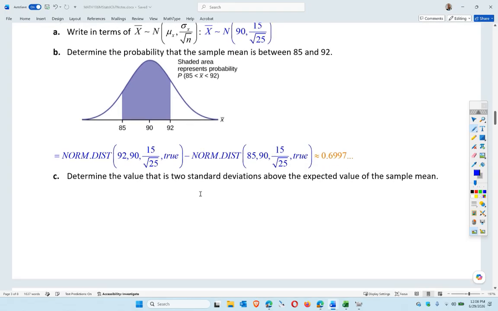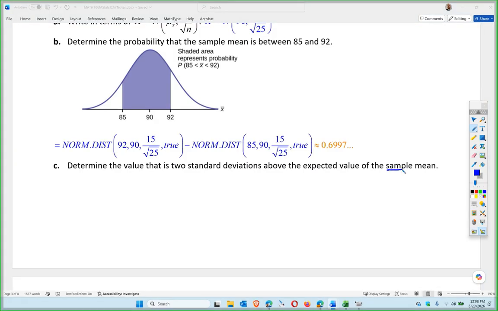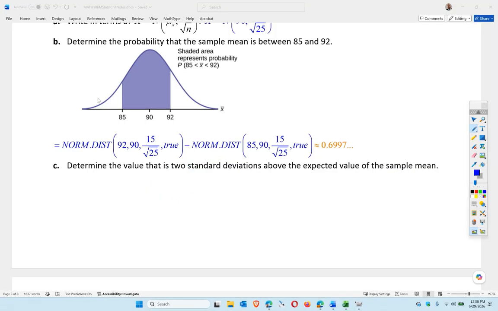Determine the value that is 2 standard deviations above the expected value for the sample mean. So we did this before, except I've changed one little phrase here to sample mean. So 90, which is the average, plus 2 deviations above, correct? And 15, which would be our standard deviation. However, that would be for an individual. Divided by the square root of 25 would be the group, correct? So that's going to be 5. So 15 divided by 5 is 3, times 2 is 6, so 90 plus 6 is 96, essentially. Okay? All right.